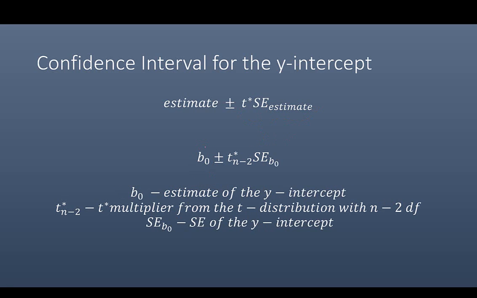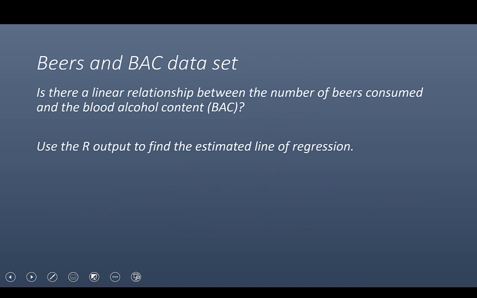This same process will be used to find the confidence interval for the y-intercept using our estimate for the y-intercept and the standard error of the y-intercept. Let's work through the blood alcohol content versus beers dataset. In this study, 16 students were randomly assigned to consume each number of beers. Let's look at the simple linear regression model for this dataset.